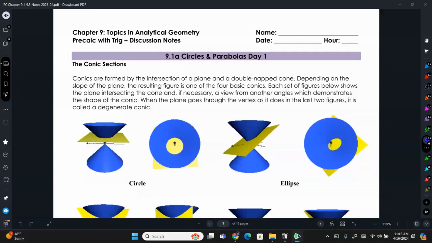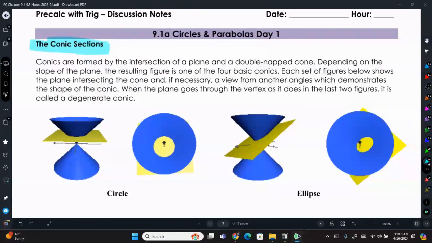All right, the first part of chapter 9 is about what are called conics. And conics, there's a couple of different shapes that fall under the family of a conic. And we've talked about some of them before. So a conic is formed when you have a plane that intersects a double-napped cone.